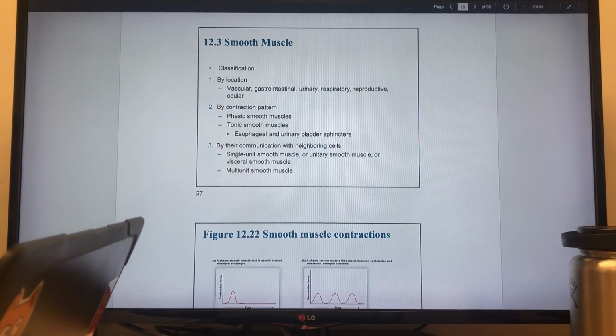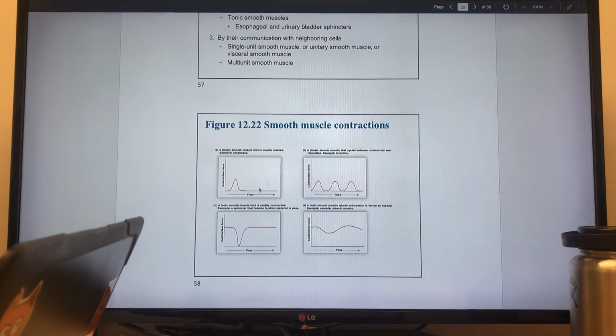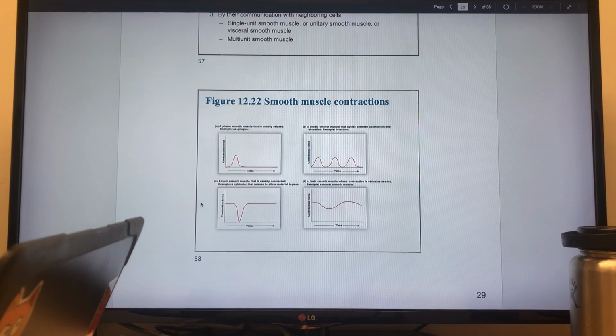Anyways, it's always contracted until you want to relax to release. That's what I meant by phasic: a small time, like you swallowed something and then it goes back to relaxed, or goes relaxed, contracted, relaxed, contracted. While with tonic, you're fully contracted, release, fully contracted, fully contracted.